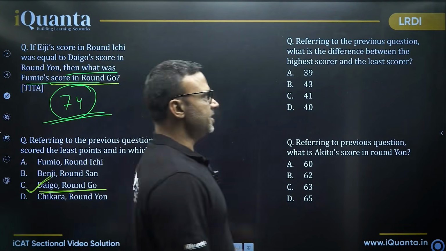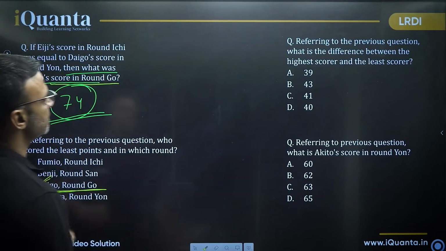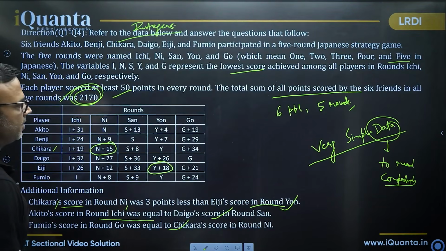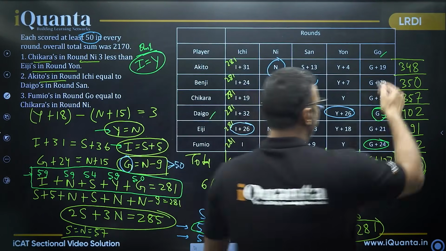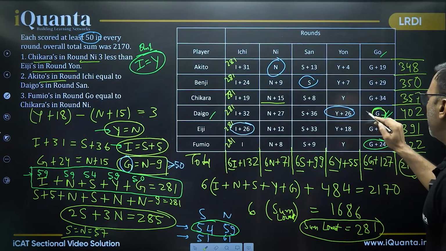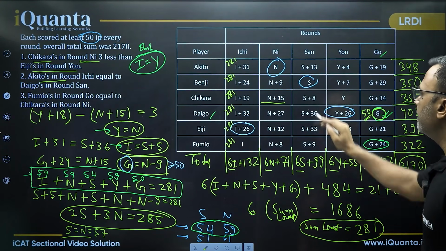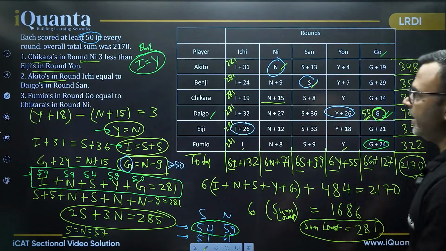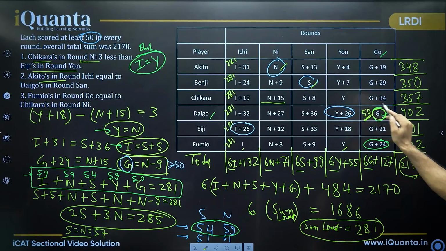Referring to the previous question, same data. What is the difference between the highest scorer and the least scorer? So we already know that here the least scorer is 50. In any other round, the least scorers are Y, S, N, these are the least scorers, right? Don't forget that. So they were anyways more than 50. So this is the overall lowest score.